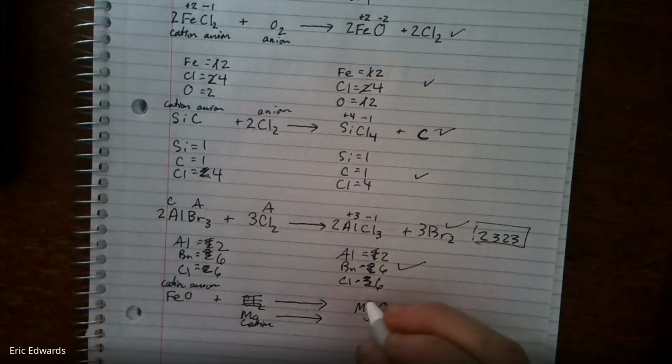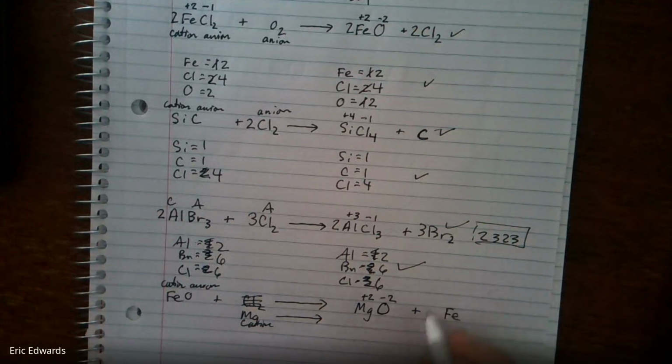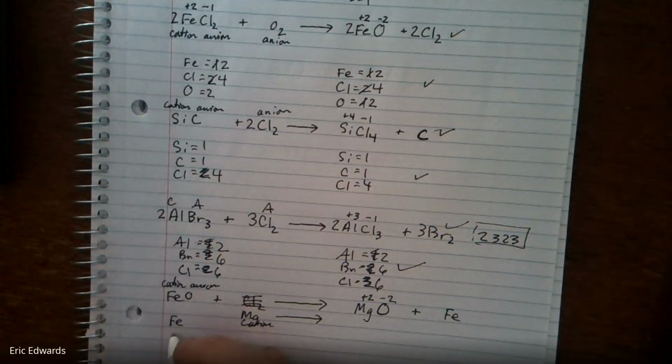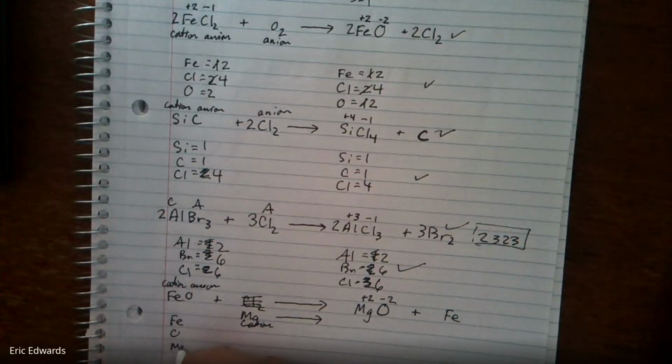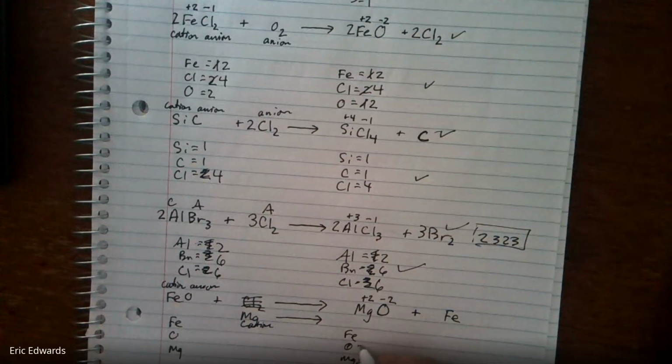And in this case, we know that magnesium is a +2, oxygen is a -2. Fe is not a gas or a liquid, so it can sit over here by itself. And so we're fine. Everything's good right here. So let's do an inventory. FeO, Mg, FeO, Mg.